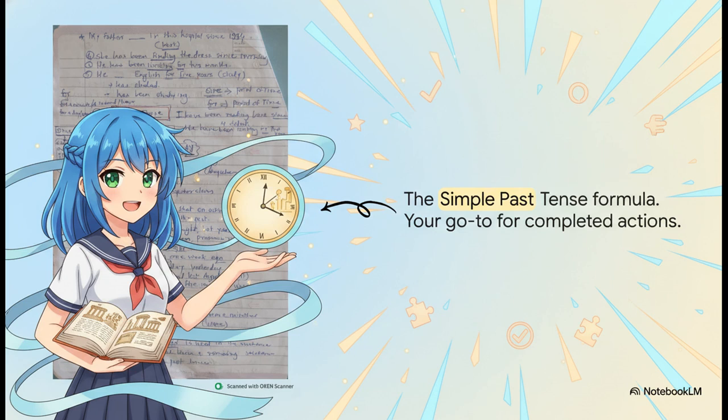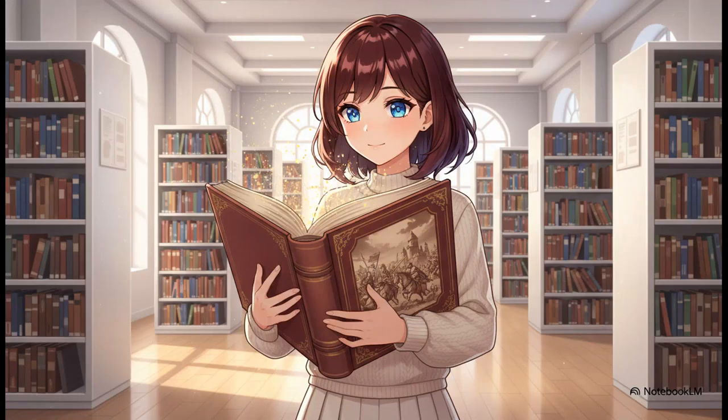Subject plus the second form of the verb, what people sometimes call V2, and then the object. This is your absolute go-to for any action that is done and dusted. So, the most important thing to remember here is that the action is 100% over. It started in the past and it ended in the past. There's zero connection to what's happening now. It's a completely closed chapter.